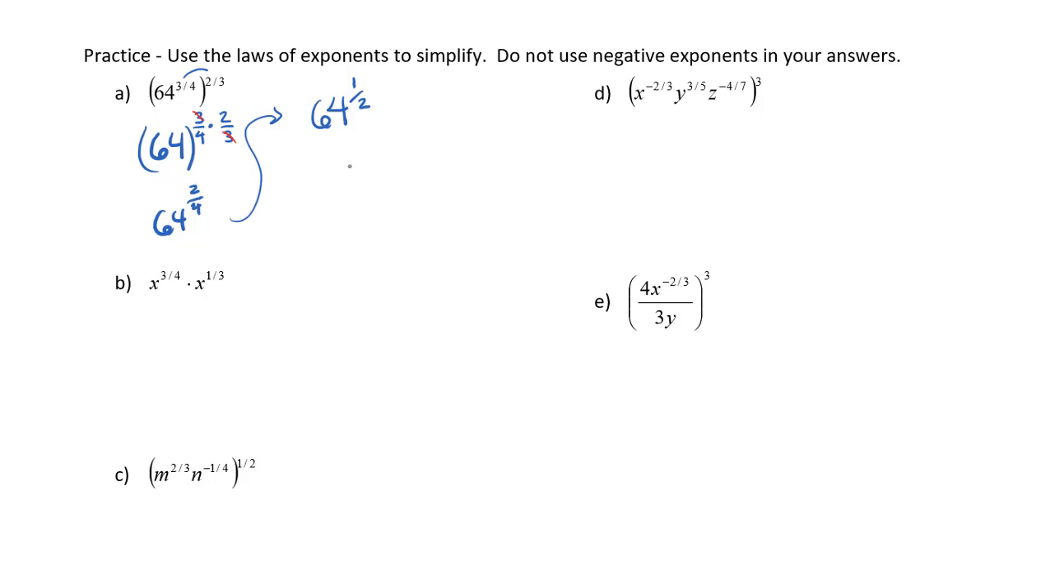And 64 raised to the 1/2, well, you could put it in your calculator, but hopefully you realize that this is the square root of 64. What number multiplied to itself will give you 64? 8. And so our answer, our principal square root, is 8.